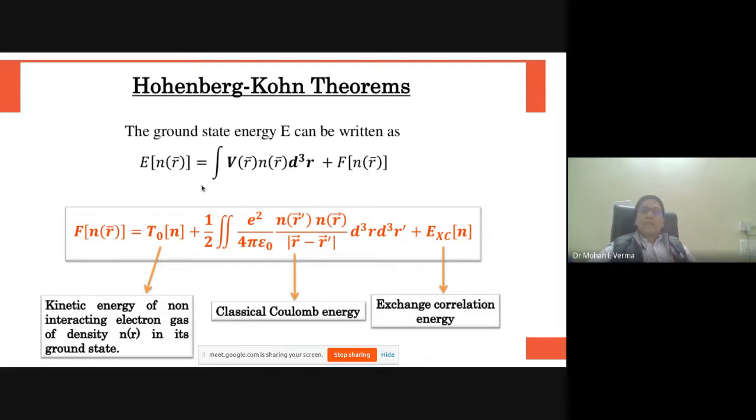And this is the energy term, which has two terms. One is related to the external potential, the second is this functional. And this functional is the sum of the kinetic energy of the non-interacting electron gas density, at the ground state. The second term is related to the classical Coulomb energy, and the third one is the exchange correlation functional. So the exchange of the electron is a very important term, introduced by Kohn.